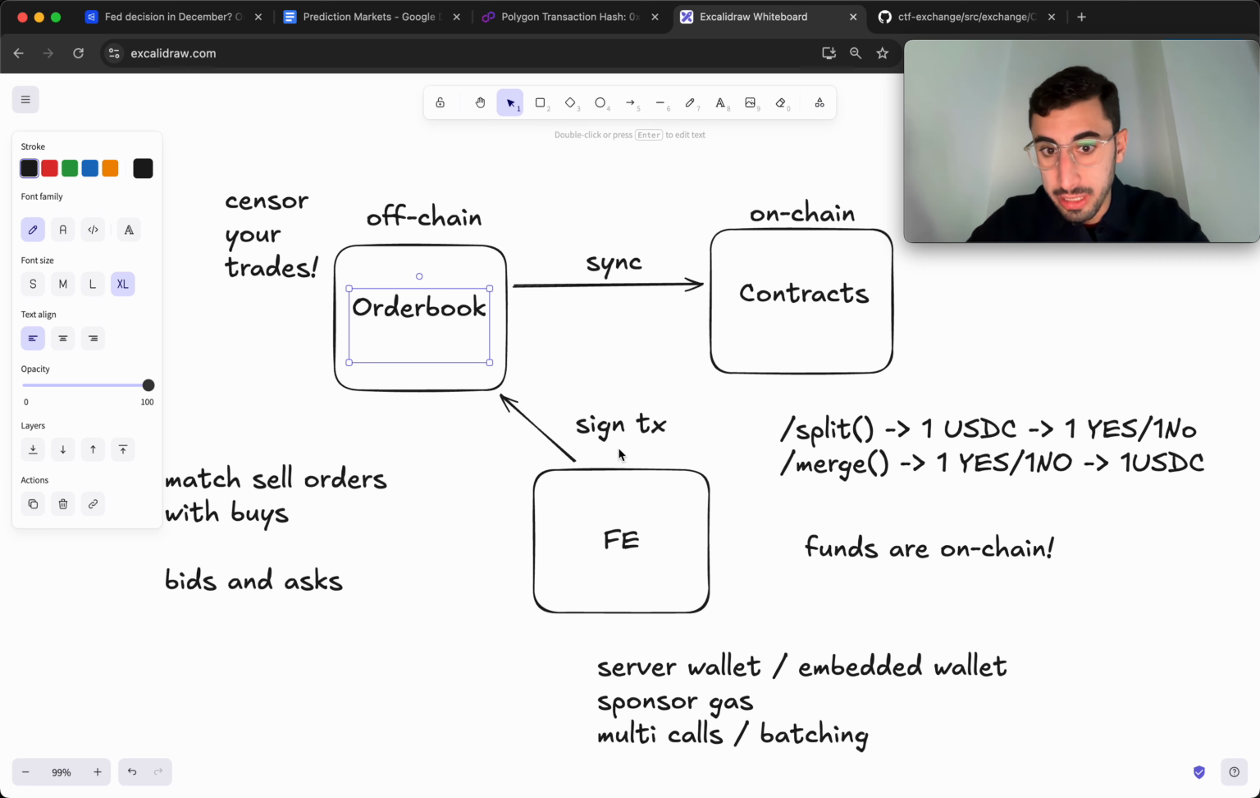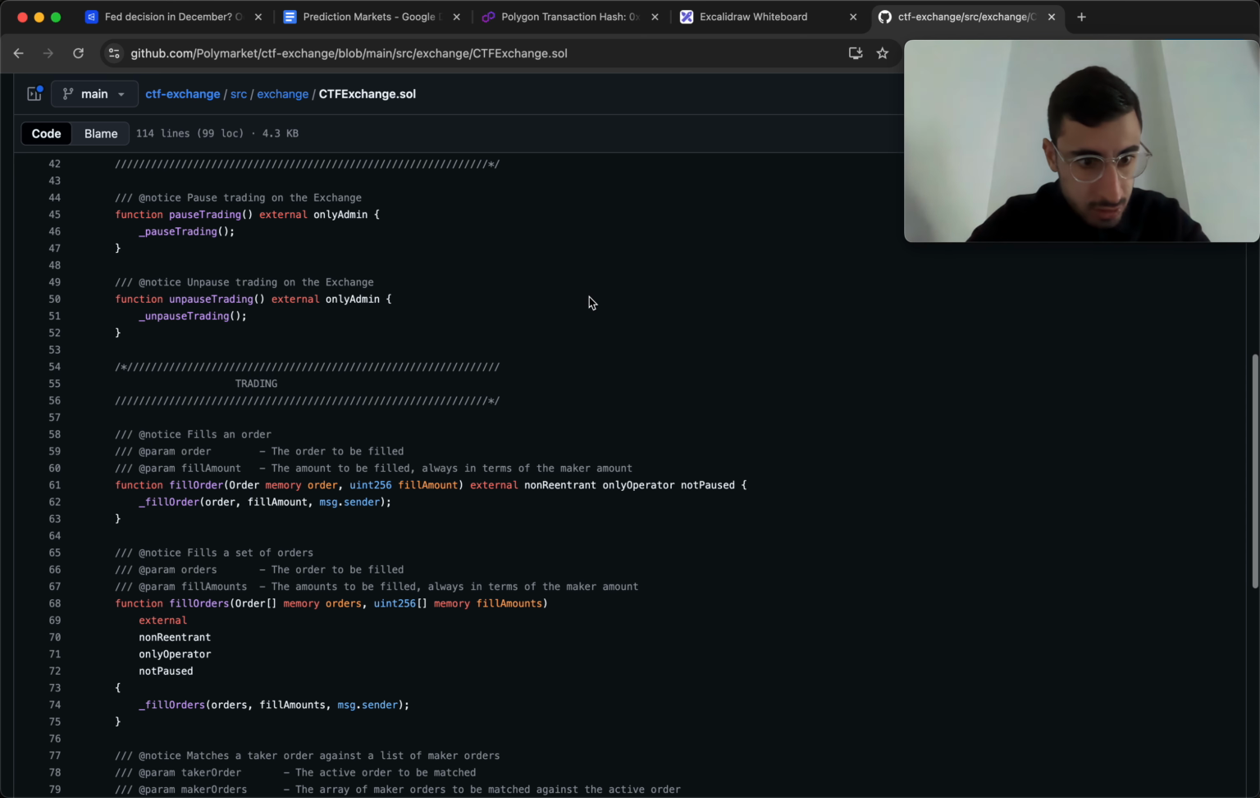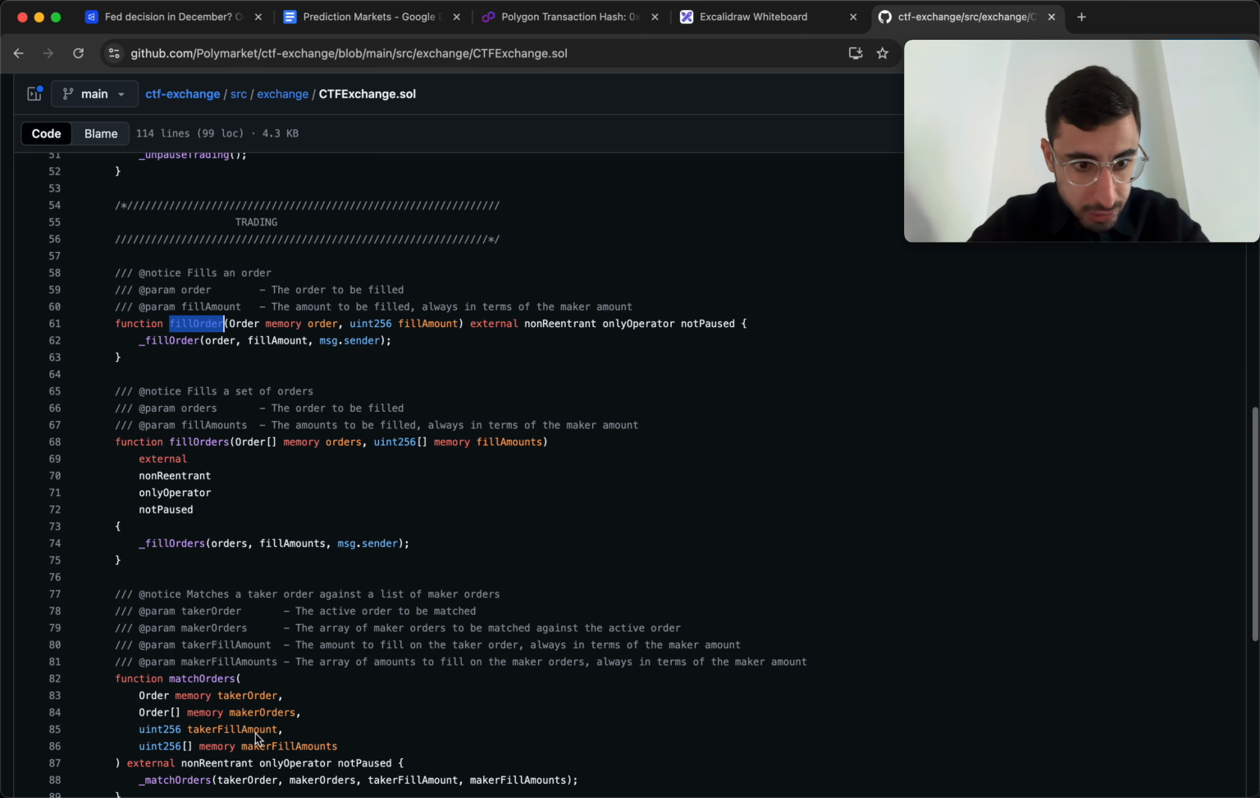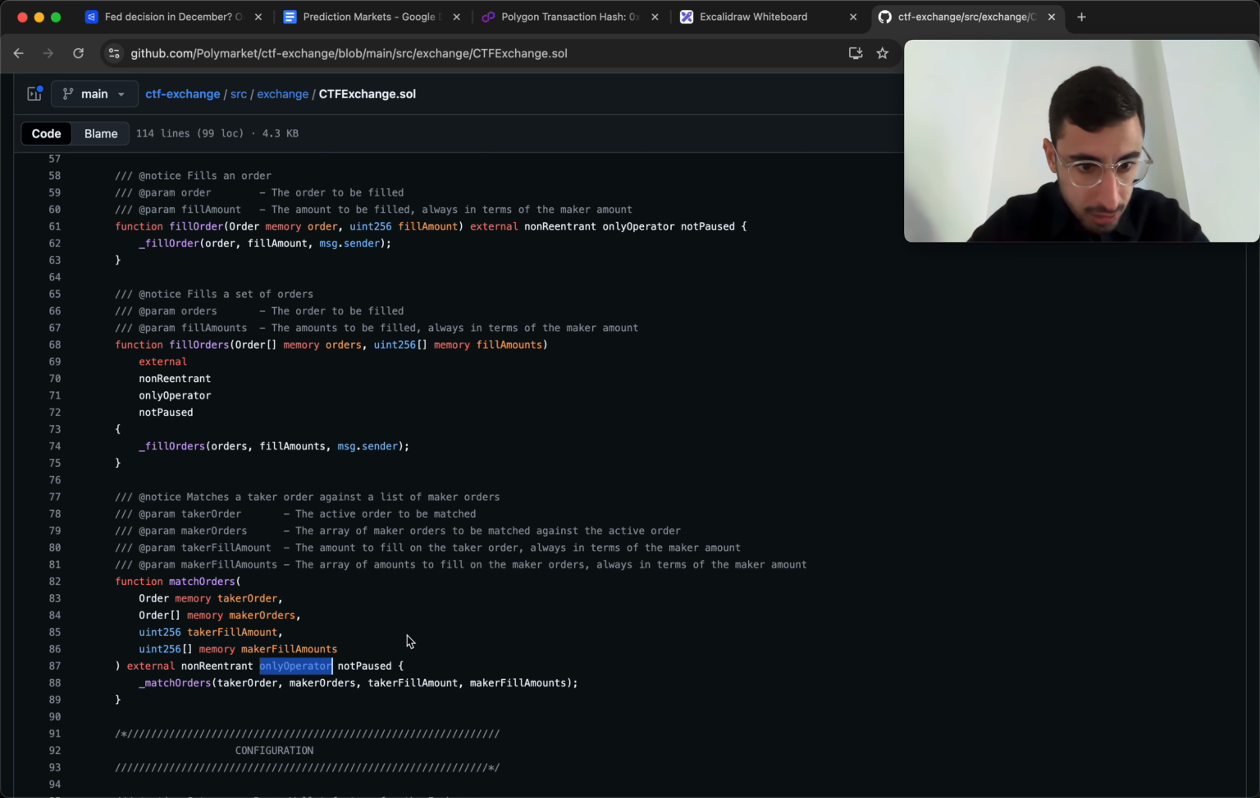The order book could get the signed transaction and be like, no, I'm not gonna execute this. And the order book is the only one that can call the contracts. All the functions on the contracts are authed. So if you go at fill order, fill orders, match orders, they all have the only operator modifier.